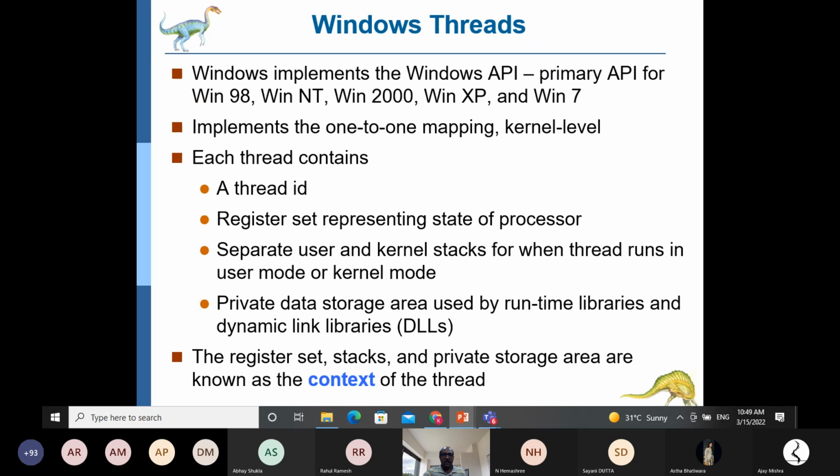Here we'll mention that in the case of Windows, the thread model supported is the one-to-one mapping model. It means that whatever threads the user-level application creates, for supporting them that many kernel threads are created, right?